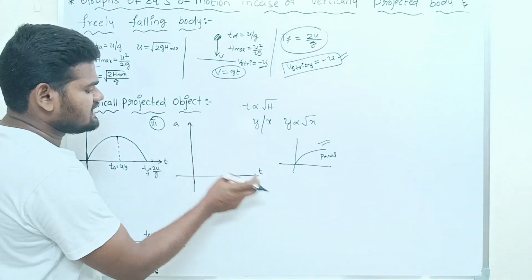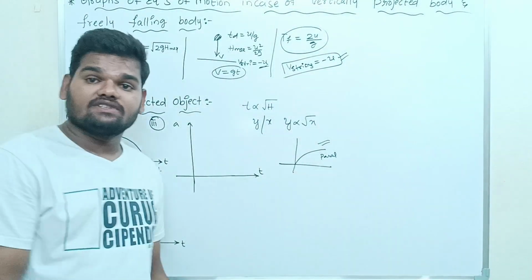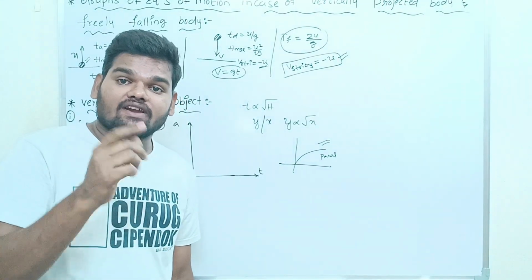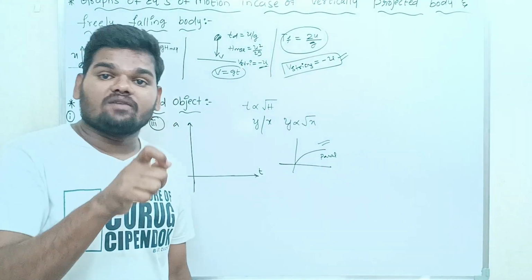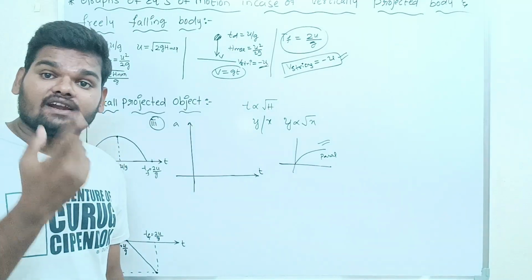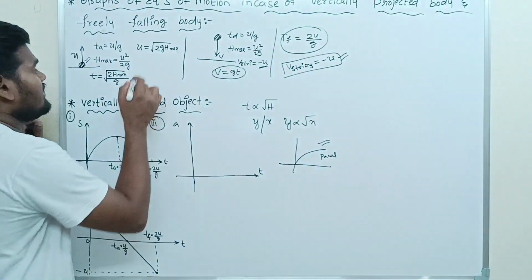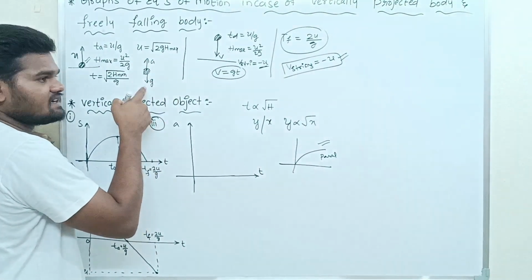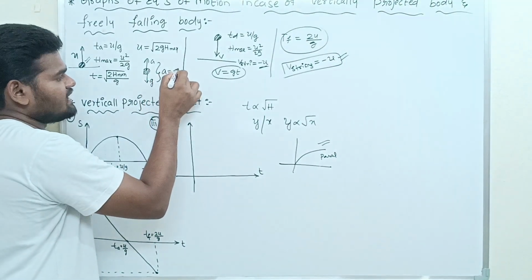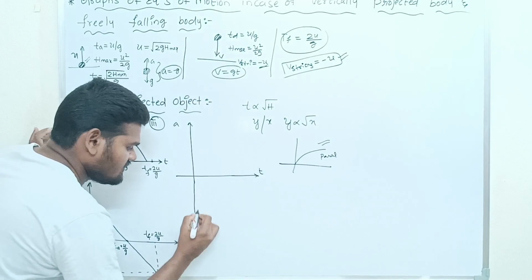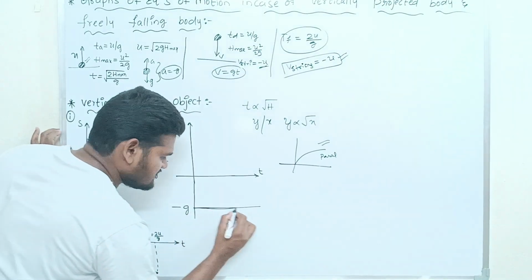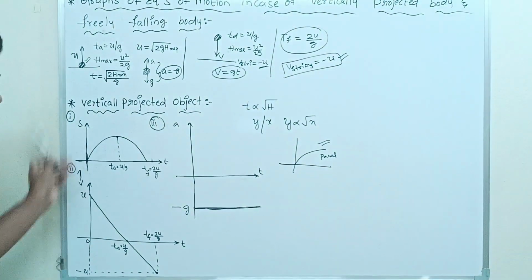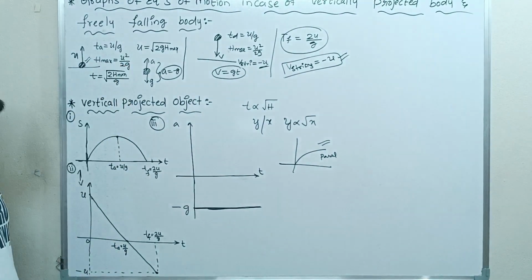If you come to acceleration versus time, have a look. In case of a vertically projected body, the acceleration due to gravity on the object always acts in a downward direction. Have a look, this is the direction of motion and this is the direction of acceleration due to gravity, so both are in opposite directions. Then a equals how much? Minus g. So this is simply the graph of acceleration versus time. Are you getting? Any doubts? So these are the graphs in case of a vertically projected body.